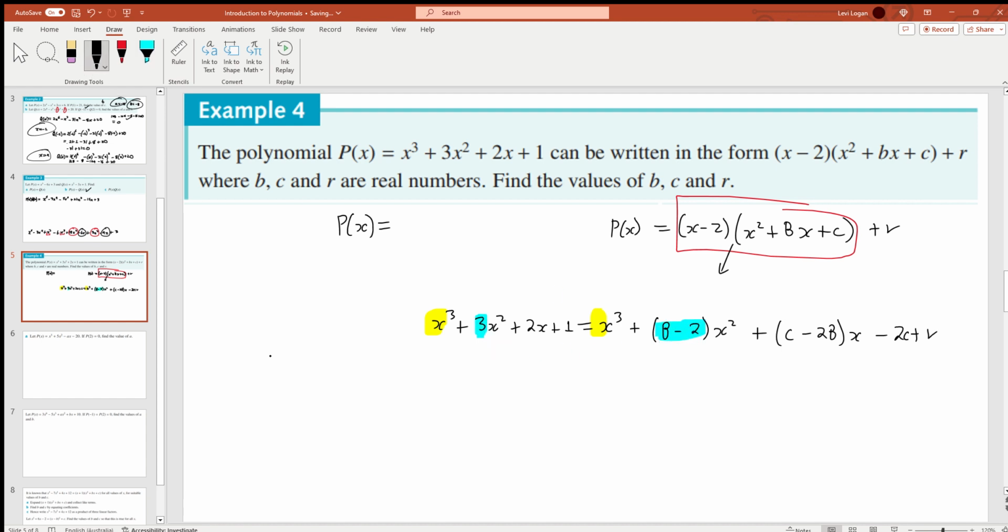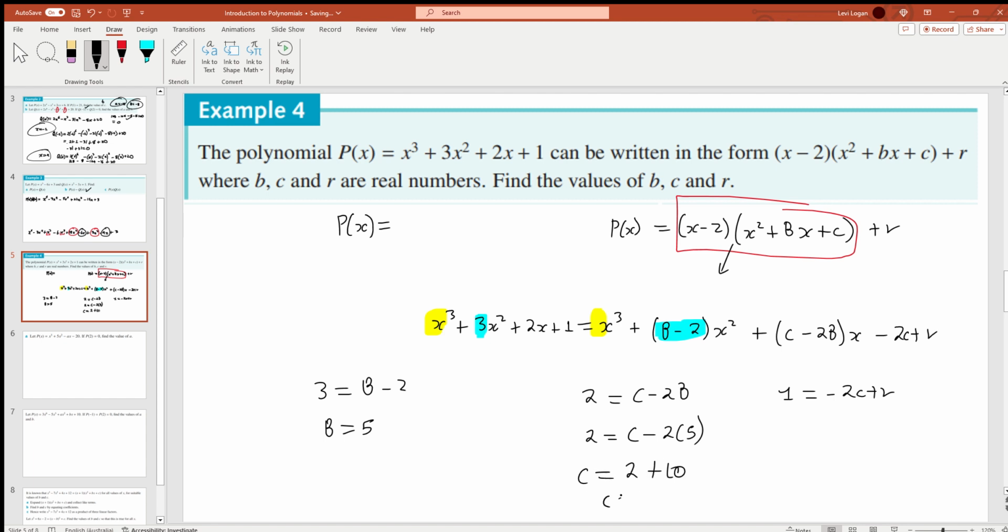So in other words, we get 3 equals b minus 2. And we also get 2 must be equal to c minus 2b. And then finally we get our number 1 should be equal to minus 2c plus r. So here we can find b straight away. So b is 5. Substitute that information here. So 2 equals c minus 2 times 5. So you get 10. So move that to the other side. So c equals 2 plus 10, which is 12.